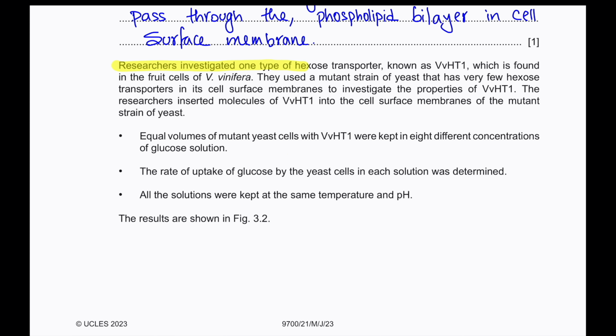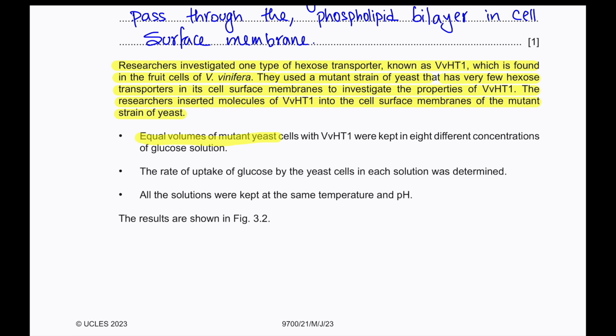Researchers investigated one type of hexose transporter known as VVHT1, which is found in the fruit cells of V. vinifera. They used a mutant strain of yeast that has very few hexose transporters in its cell surface membrane to investigate the properties of VVHT1. The researcher inserted the molecules of VVHT1 into the cell surface membrane of the mutant strain of yeast.